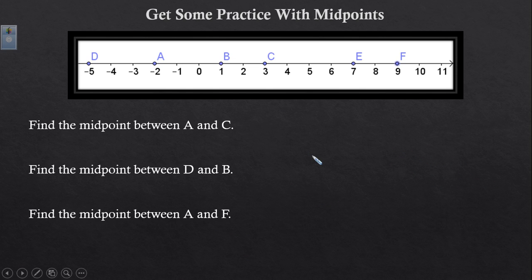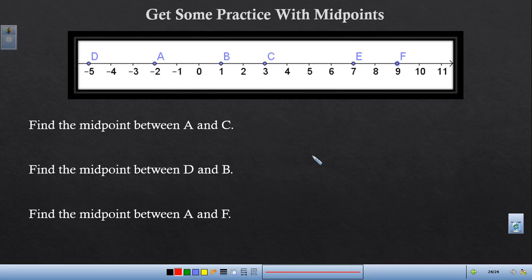Alright, let's get some practice in. We want to find the midpoint between A and C. Well, the value A is at -2. And we're going to add that to the value of C, which is 3. So -2 plus 3 is 1, over 2. So 1/2, or 0.5, is the midpoint between A and C.